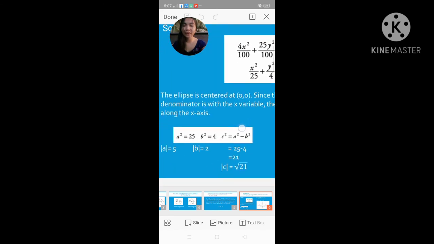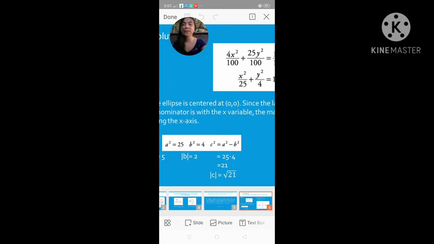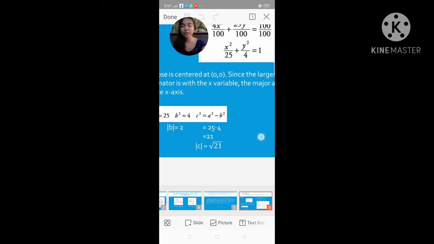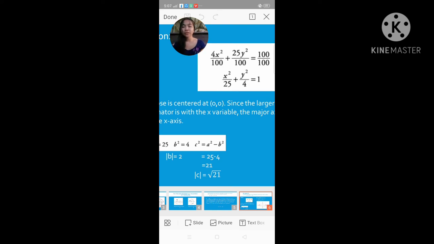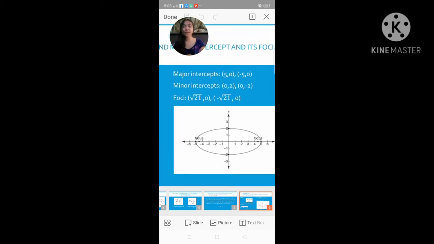The a squared here is 25, so the square root of 25 is 5. Then b squared is equal to 4, and the square root of 4 is 2. Therefore, we need to use the equation c squared equals a squared minus b squared. So a squared is 25 minus 4, which is b squared. 25 minus 4 is equal to 21. So our c here is the square root of 21, since we cannot simplify the square root of 21. This is the result. The major intercepts are (5, 0) and (negative 5, 0).